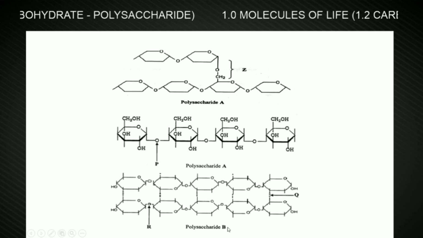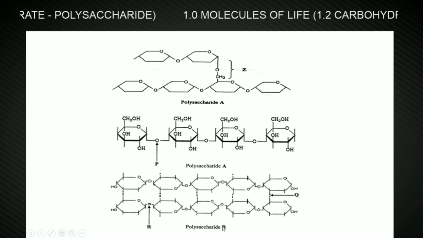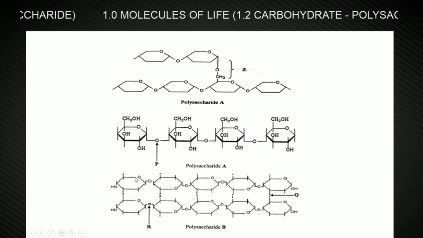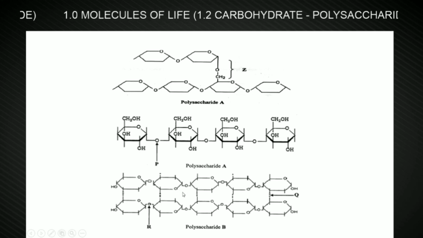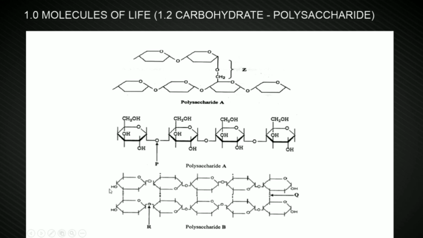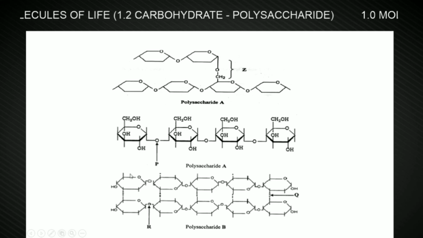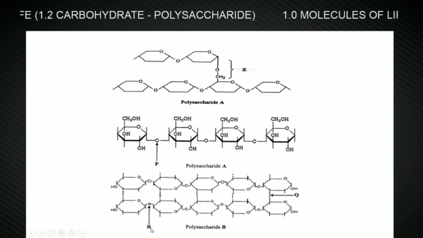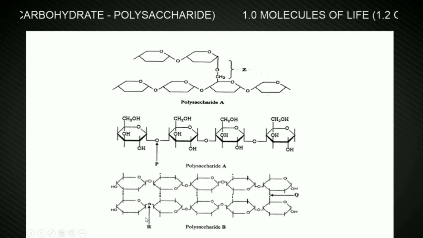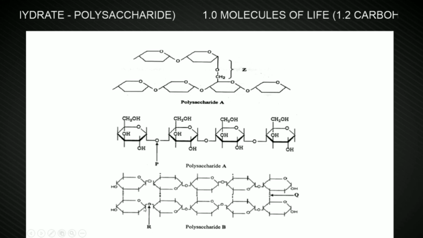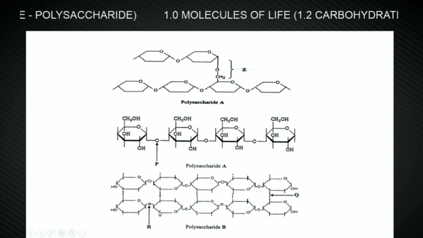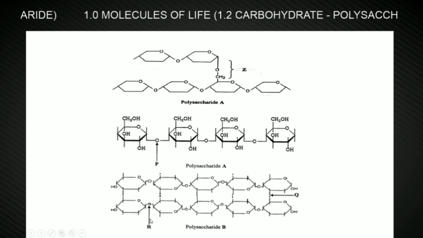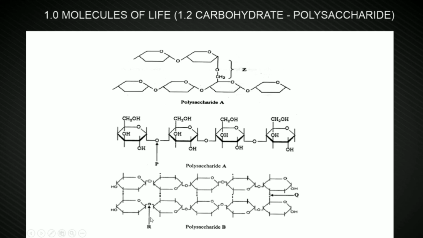So next, name polysaccharide B. Look at the structure of polysaccharide B. The position of oxygen is flipped, upside downside, upside downside. So it means this represents cellulose. Yeah, correctly. So name bond R. So bond R is beta 1,4-glycosidic bond. Okay, the bond between beta glucose and beta glucose is beta 1,4-glycosidic bond.